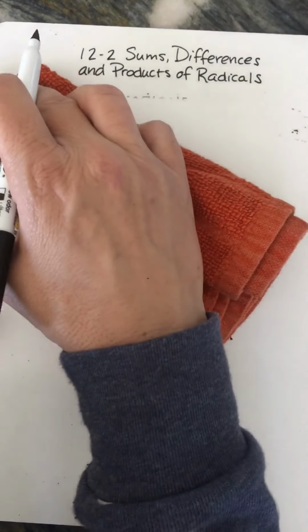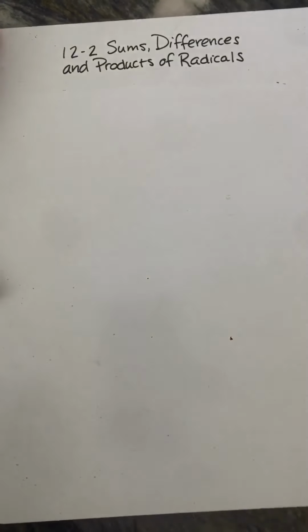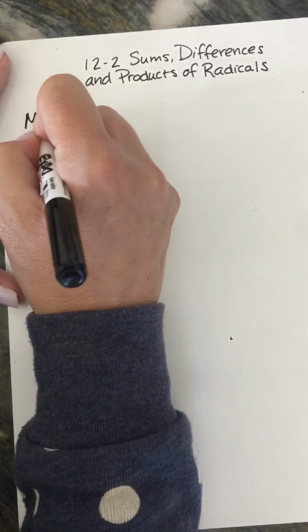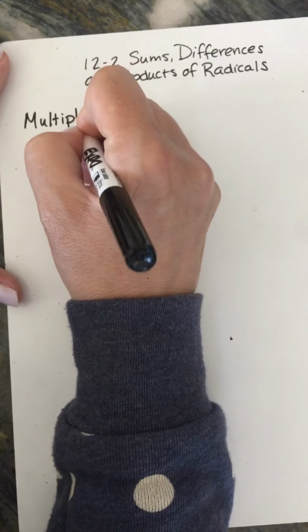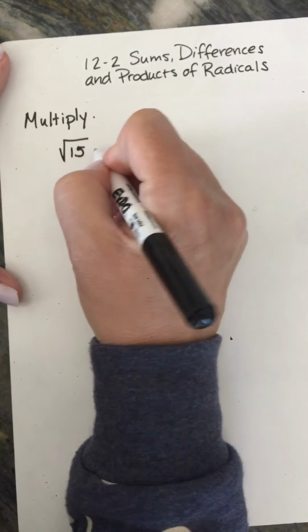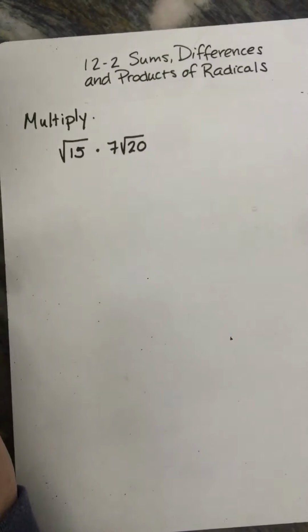So let's go ahead and do some adding and subtracting and multiplying. So here we go. Let's multiply first. Multiplication is actually a little bit easier. Multiply. We will have the square root of 15 times 7 square root of 20.